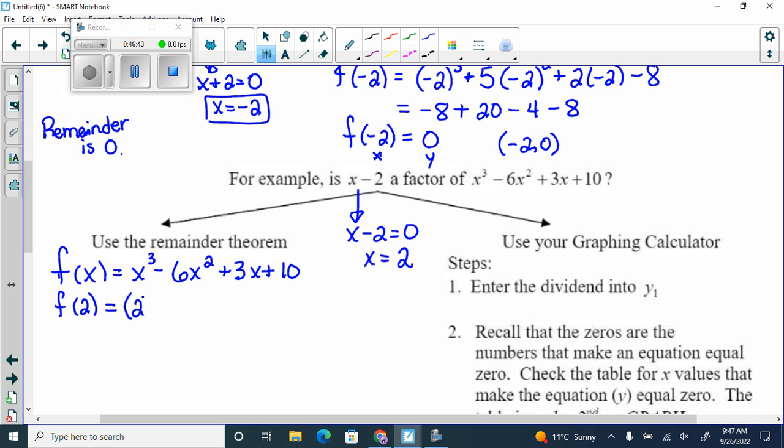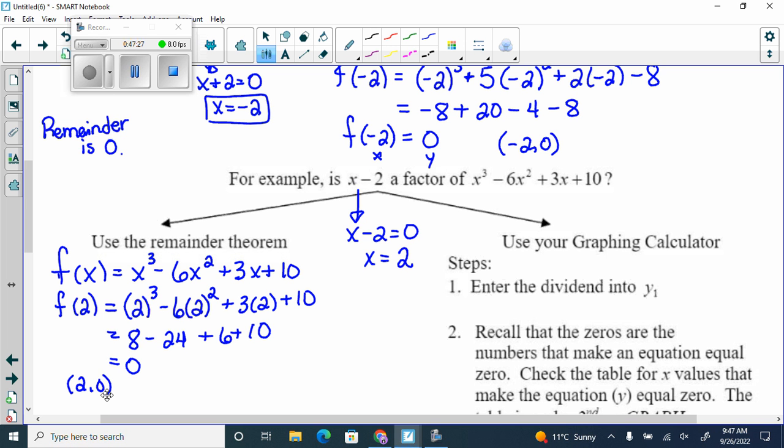So let's set it up. We're going to go 2 cubed minus 6 times 2 squared plus 3 times 2 plus 10 equals 8 minus 24 plus 6 plus 10. It's just taking things and shifting them. So 8 plus 6 is 14 plus 10 is 24. 24 minus 24 is 0. So we can say we have a coordinate at 2, 0.